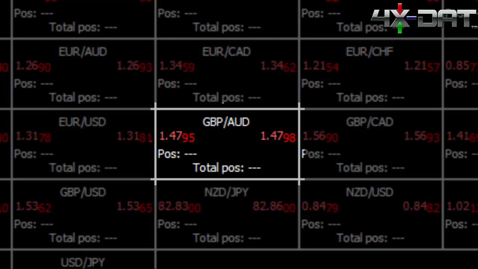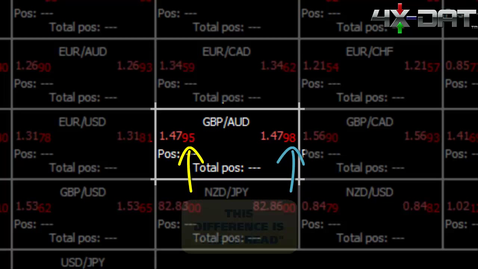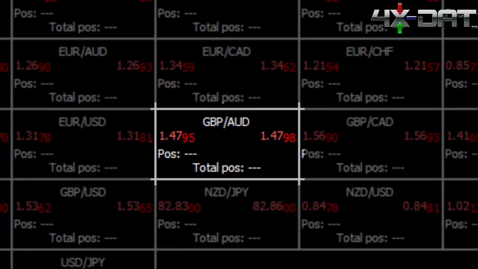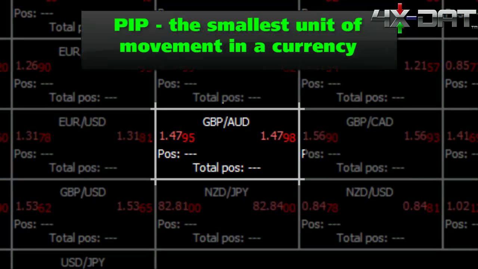So obviously, these are the prices available to you based on whether or not you want to buy or sell the pair. The next thing you'll probably notice is the fact that there is a difference between the price on the left and the price on the right. This difference is known as the spread. Simply put, the spread is the fee that Forex brokers charge in return for facilitating the trade through their network. This brings us to our next and most crucial term, the pip.